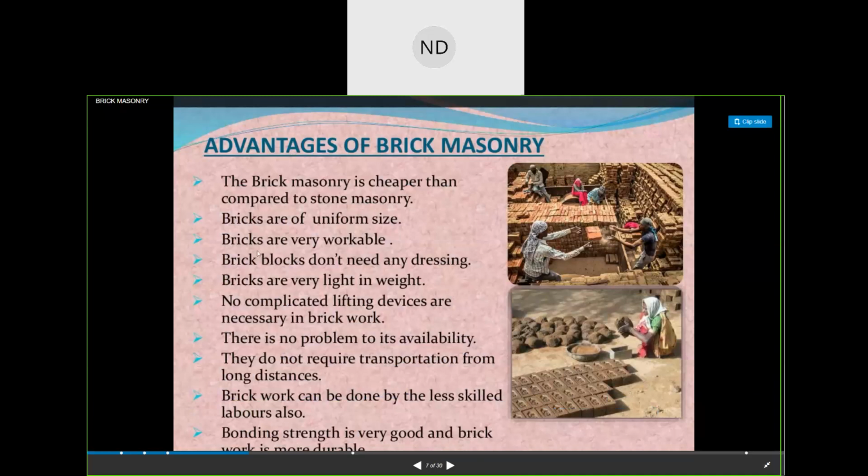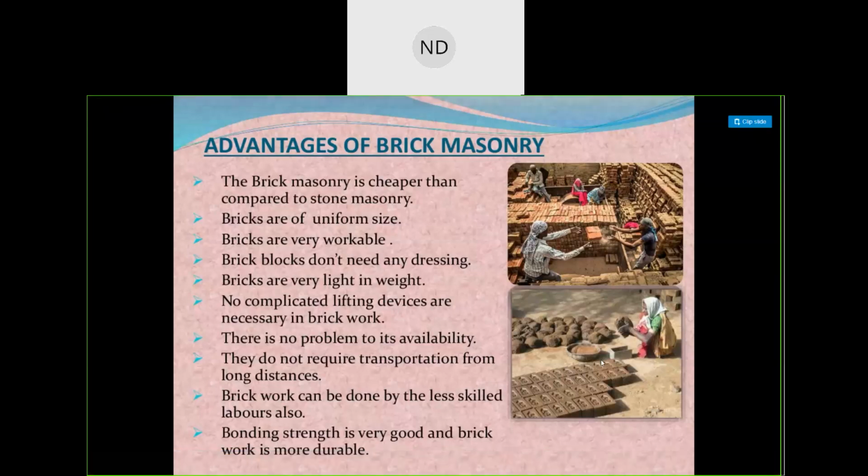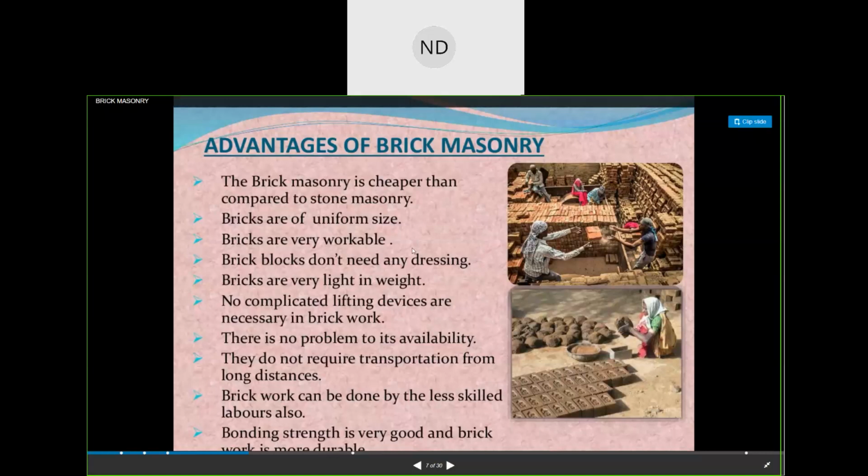Bricks are of uniform size, bricks are very workable, and brick blocks don't need any dressing. But you know, dressing is required in stone masonry, right? In brick blocks, you don't need to have the dressing. Obviously, why? Because the shape and size of the brick is the same. When you lay them together, they are of the same shape and same size when you put them together with the help of mortar. Okay, so you don't need a dressing.